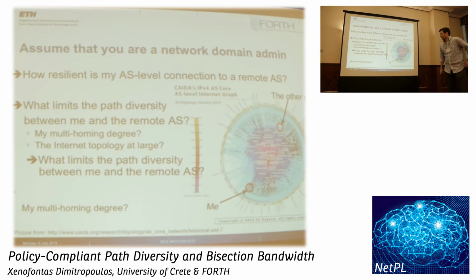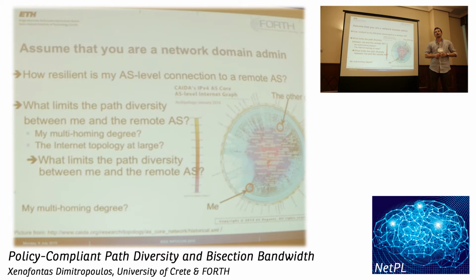Okay, so let's assume that we are a network operator and we have an autonomous system located somewhere here. This is the AS topology of the internet, and we have some remote critical service that is located in some other autonomous system. And we want to know how resilient our connectivity to this remote autonomous system is. A straightforward way to do this is to compute the path diversity between our domain and the remote domain.